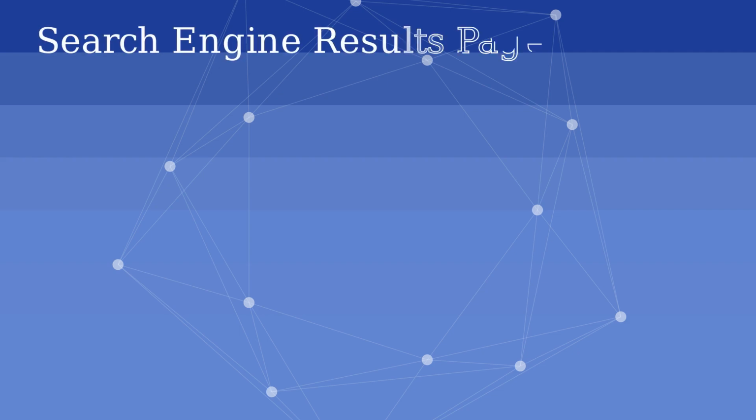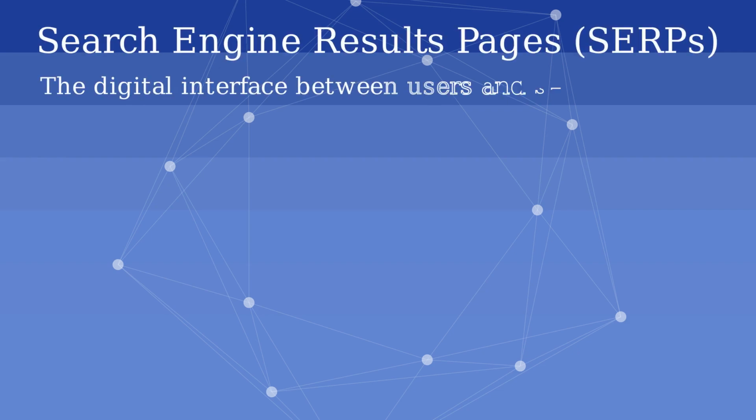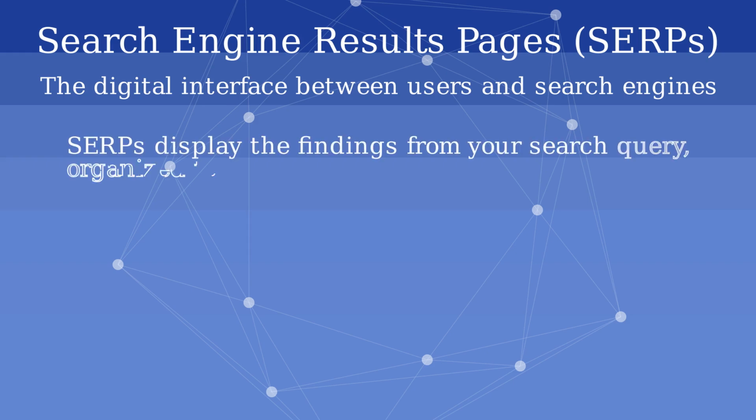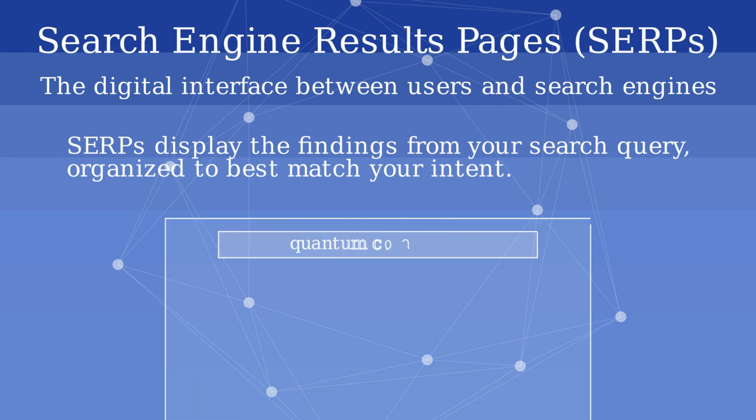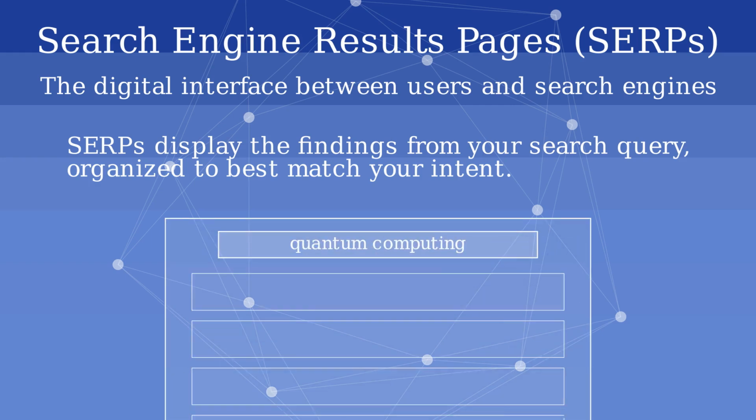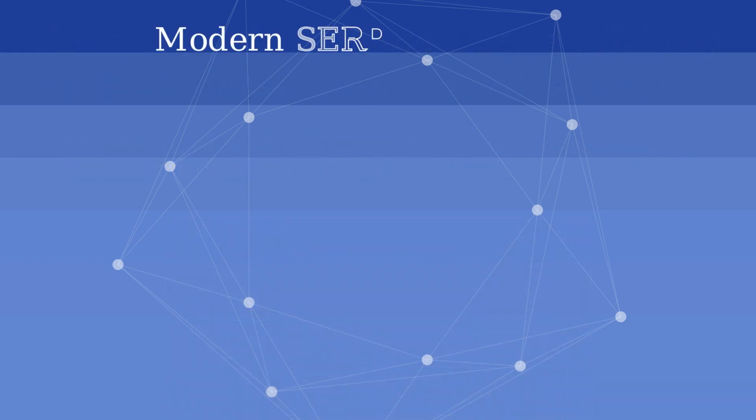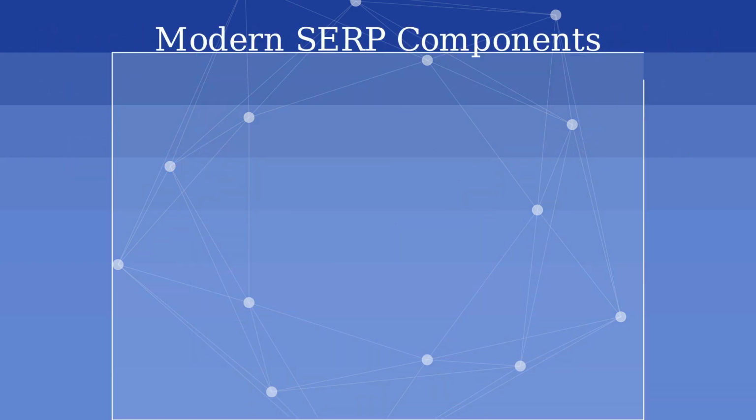Search engine results pages, or SERPs, are what you see after entering a query in a search engine. They form the digital interface between users and the vast information organized by search engines. A basic SERP contains various elements organized to best match your search intent. Modern SERPs have evolved far beyond simple blue links.